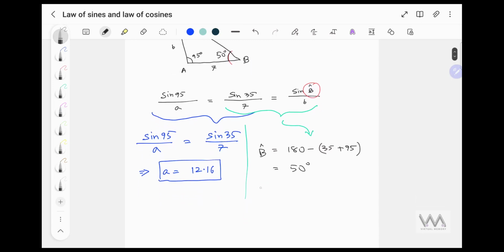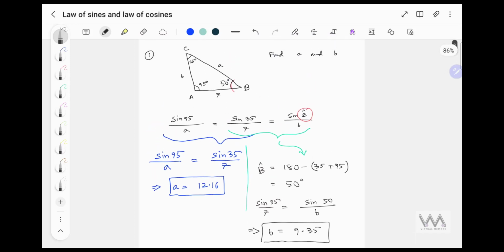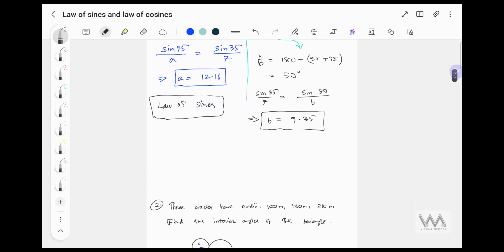So we can do sine 35 over 7 equal sine 50 over B, and we can find B from here, which gives us 9.35. So that's how we can use law of sines to find an angle or side of a triangle. Let's do the next problem.